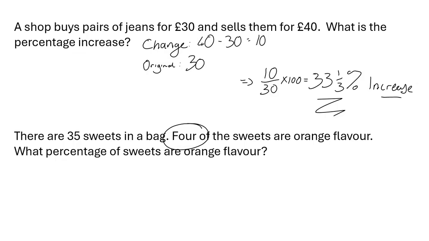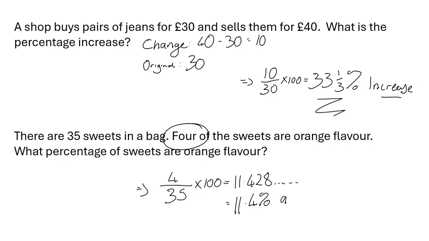But in this case, it's something as a percentage of another. So the top of my fraction will be this 4. I have to have the original amount. Now the original amount is the number of sweeties in the bag, which is 35. So I'm going to do 4 divided by 35, and I'm going to multiply my answer by 100. When I do that, I get 11.428 and a whole spiel of stuff, which then means that 11.4% of the sweeties are orange.